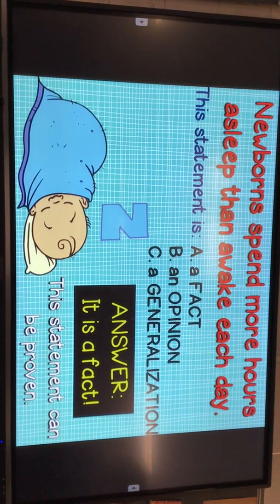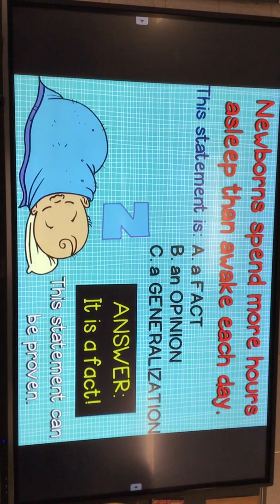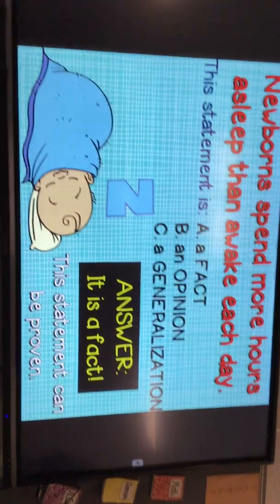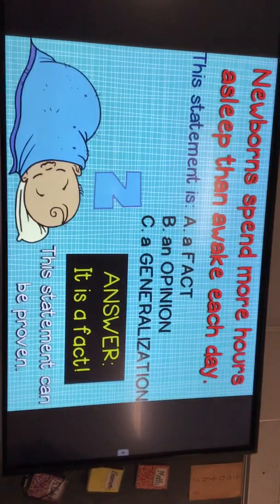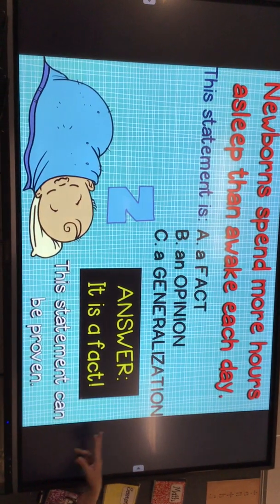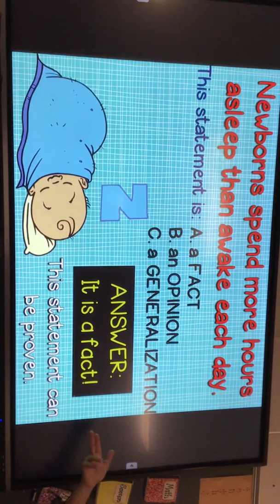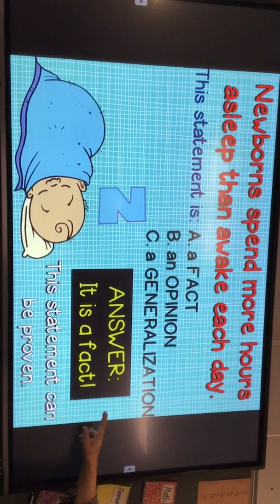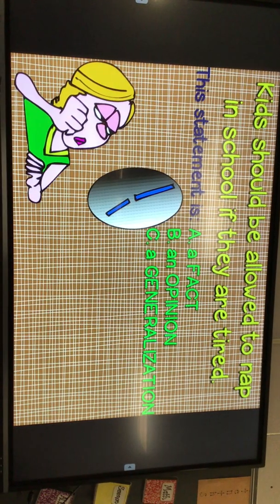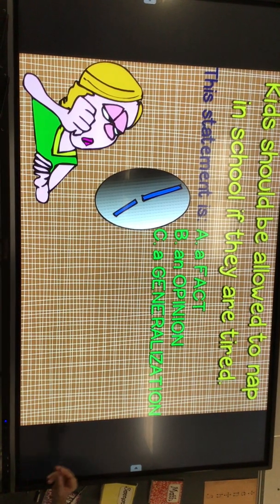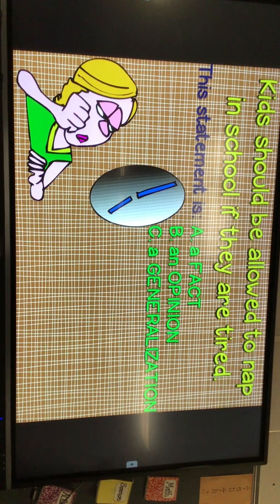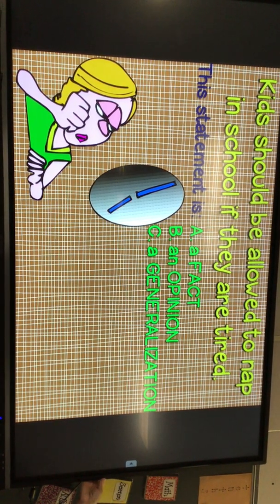Okay, this is a fact. How do we know this is a fact? Can we prove it? How can we prove this? Yeah, we can by observation. We can watch the habits of the baby. We can read books about it. We could talk to pediatricians. This statement can be proven true. It is a fact. So in your response sheet, you're going to put an F, and you can write that we can prove it.